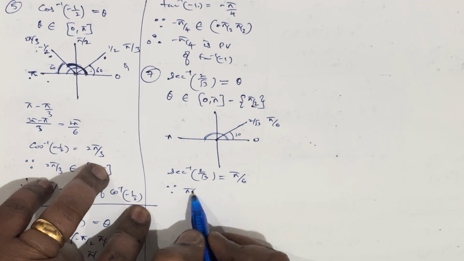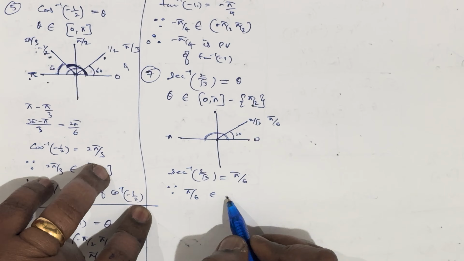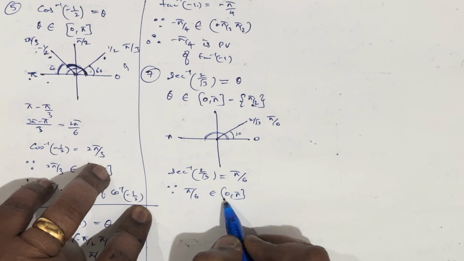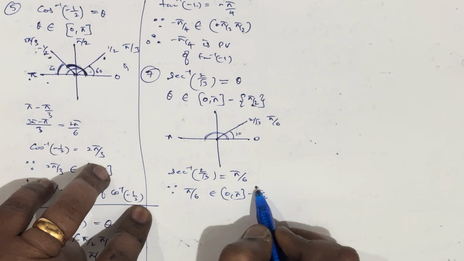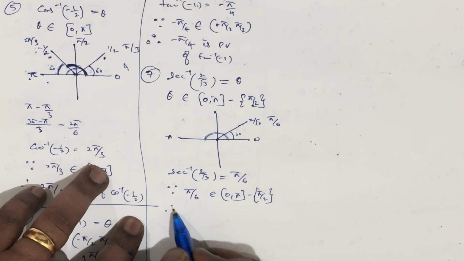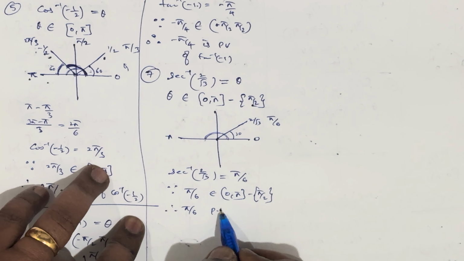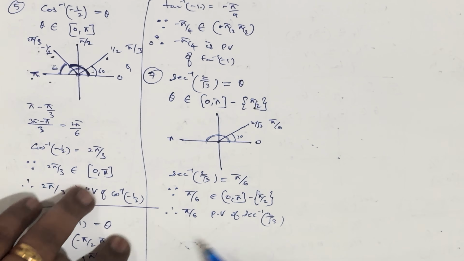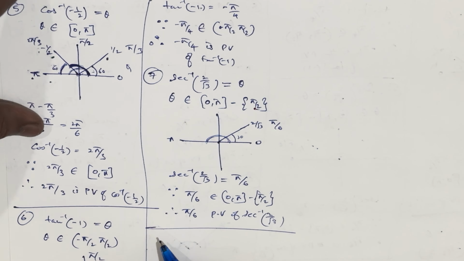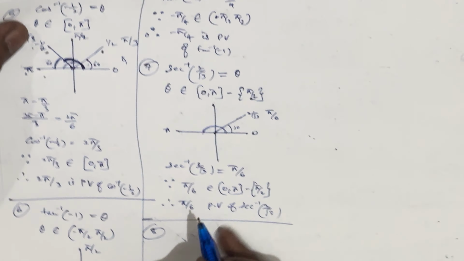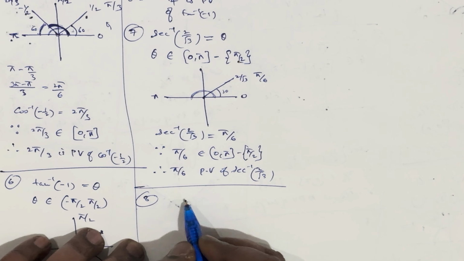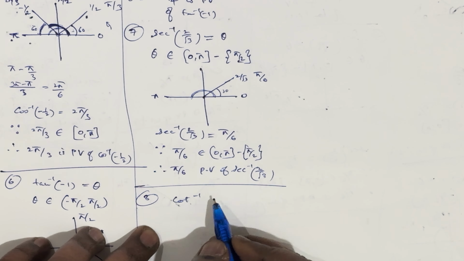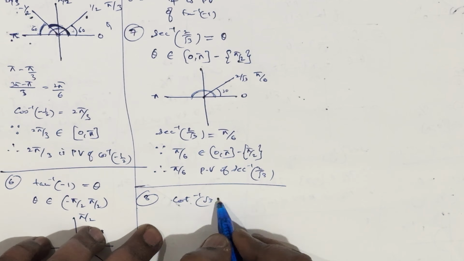Since pi by 6 belongs to the range 0 to pi minus pi by 2, therefore pi by 6 is the principal value of secant inverse 2 by root 3. Okay, next, the eighth question. What is the eighth question? It's cot inverse root 3.